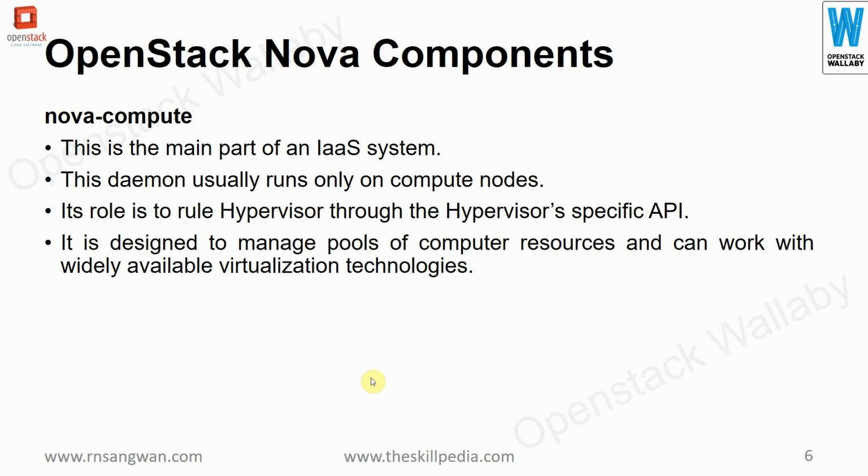Nova compute is the main part of the infrastructure as a service system, and this is what has been configured on my compute host. This daemon usually runs only on compute nodes, as I said. It should be like this. Its role is to rule the hypervisor through hypervisor-specific APIs. It is designed to manage pools of computer resources and can work with widely available virtualization technologies, QEMU, KVM, and others.